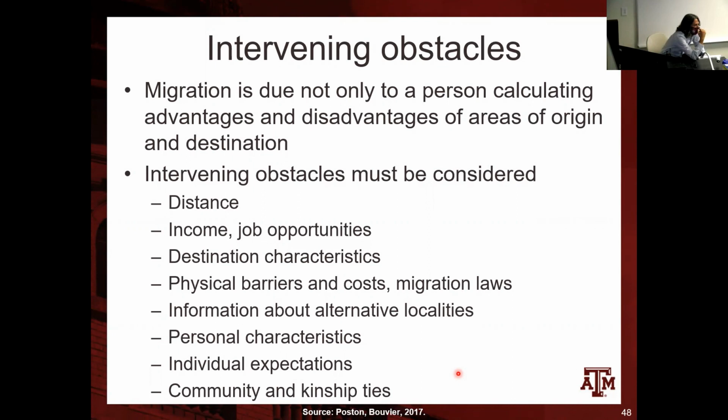Thank you. So, of course, these macro level factors influence these differences between areas of origin and destination. But other factors are also important. We talked already about distance, job opportunities, income opportunities, the characteristics of the destination, but also laws, migration laws. What are the laws being implemented, trying to make immigrants less welcome in some specific areas, might have influence on migration.